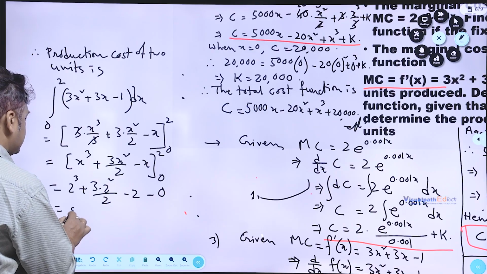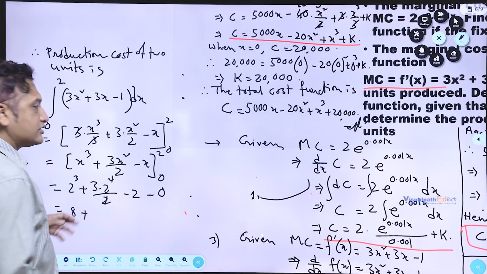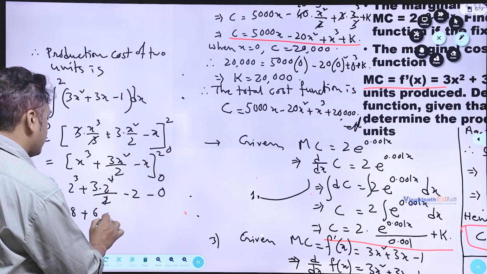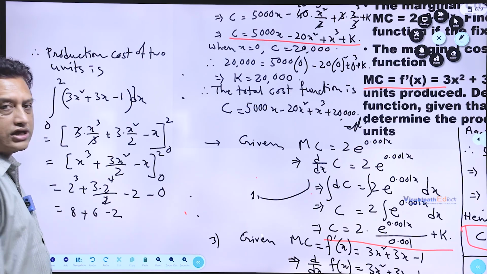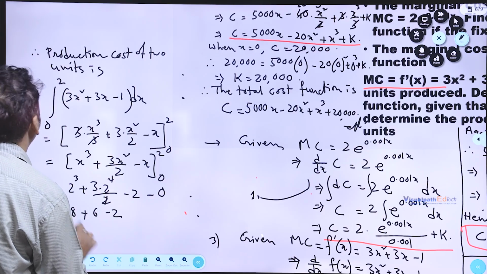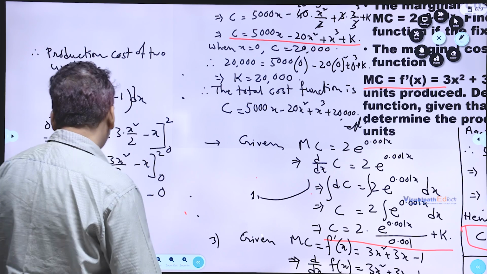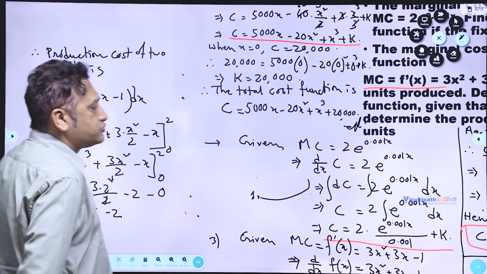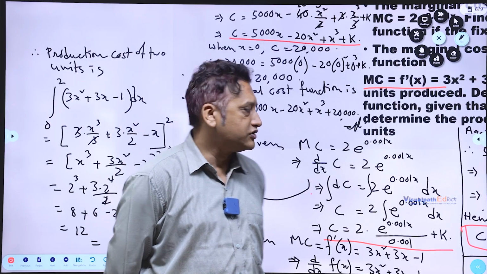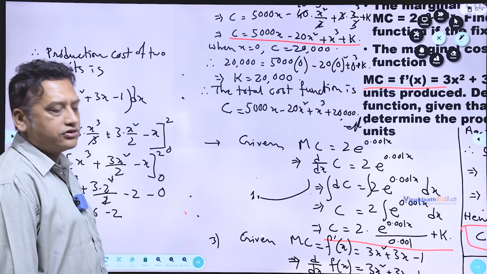Now this is 8. So here 2 and 2 can be cancelled. So you'll get 6 minus 2. In other words, 8 plus 6 is 14 minus 2. So you'll get 12. Okay. So the production cost will be 12. Production cost of 2 units will be 12. So that's the way how you can calculate even the production cost.